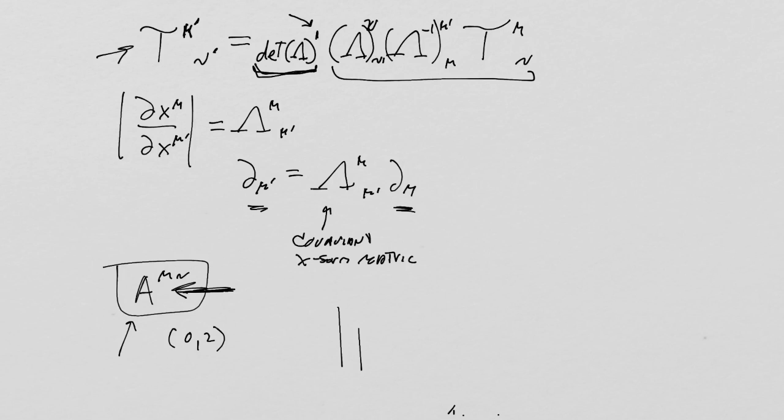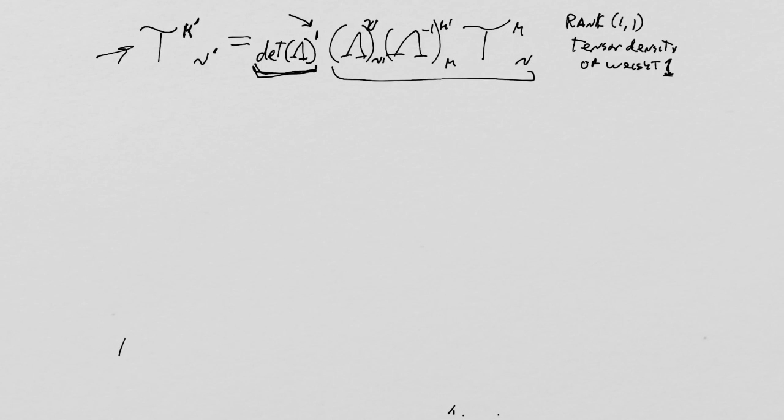And that additional factor of the determinant of the covariant transformation matrix makes this a rank 1, 1 tensor density of weight 1. And so the more general definition would then be something like this.